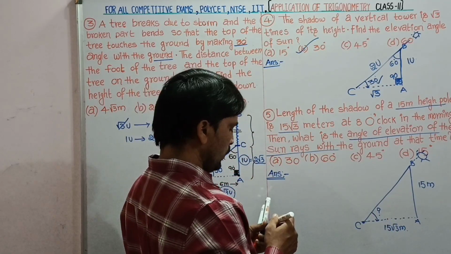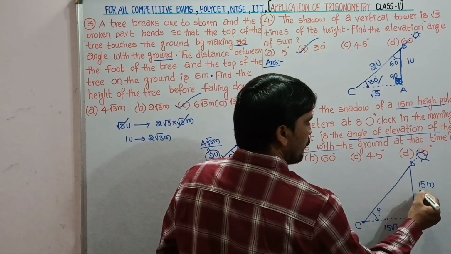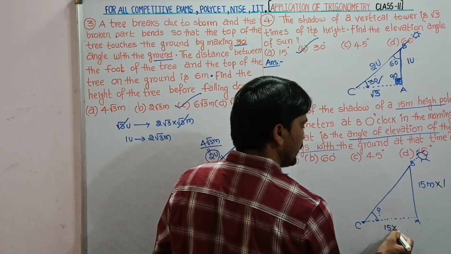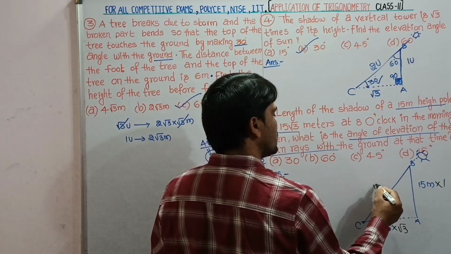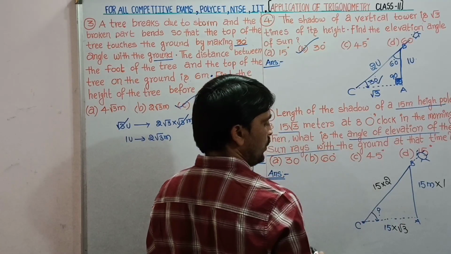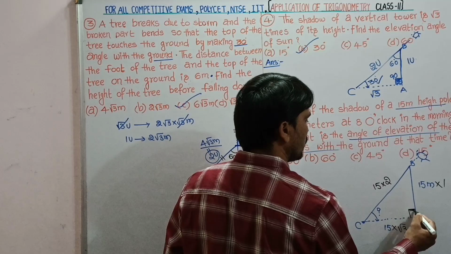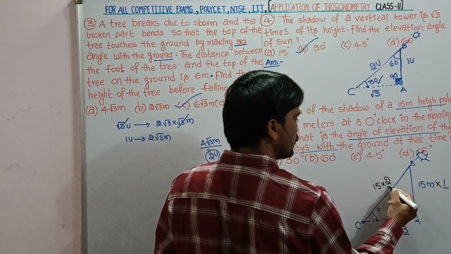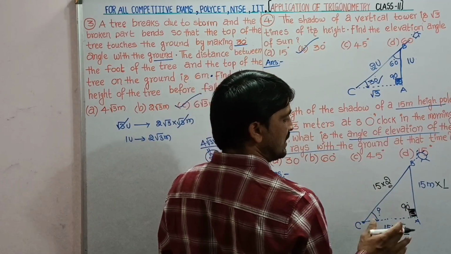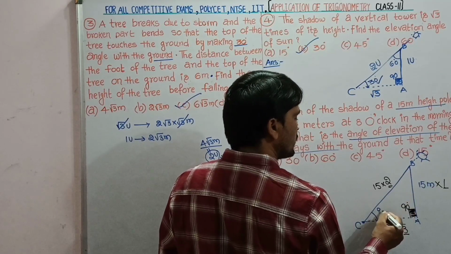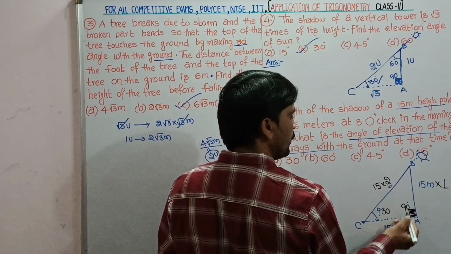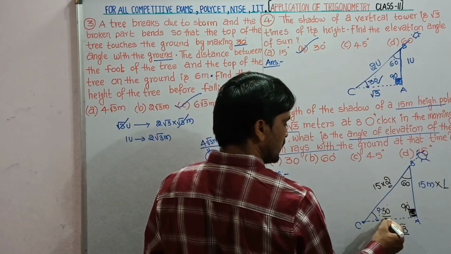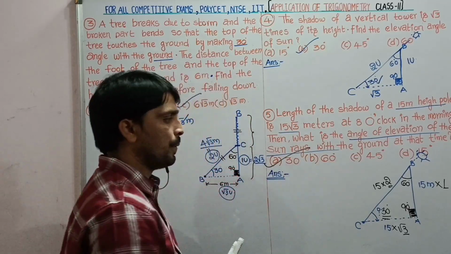So this is 15 into 1 time. 15 root 3 can be written as 15 into root 3 times. Now it is 15 into 2 times. So this is again a right angle triangle, 90 degree. 1 unit, root 3 unit, 2 unit is again the triplets of 30, 60, 90. 1 unit opposite is 30 degree. Root 3 units opposite is 60 degree. But we have to find angle of elevation of sun rays, that is 30 degree. Again answer is A.